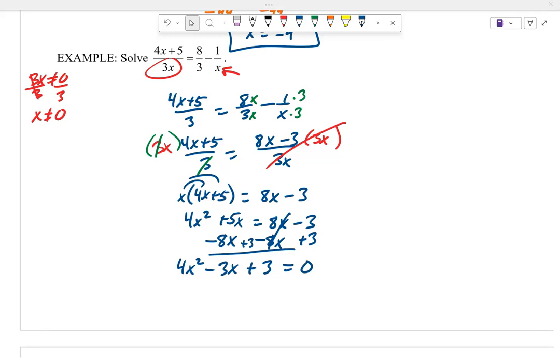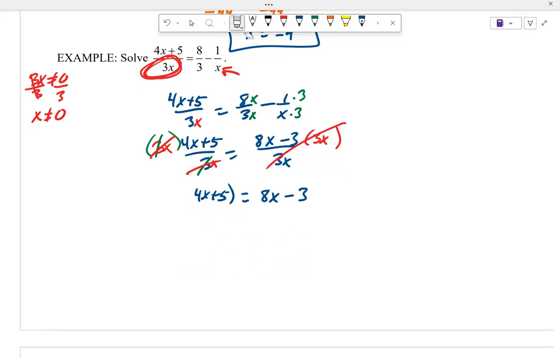Gosh, son of a gun, you guys. I copied this wrong. I just realized this. See how at the beginning I had this 3x right there? I don't know why I didn't bring that down. I'm supposed to have an x right there, which means that whole thing cancels. I'm so sorry. So it's just a 4x plus 5 right there. My bad. Just kidding.